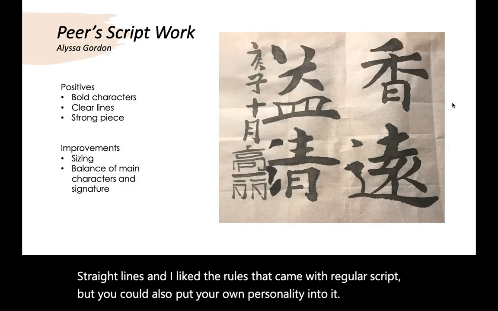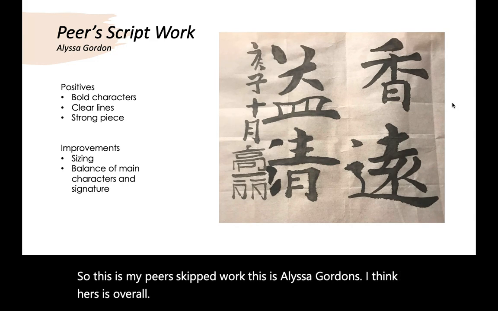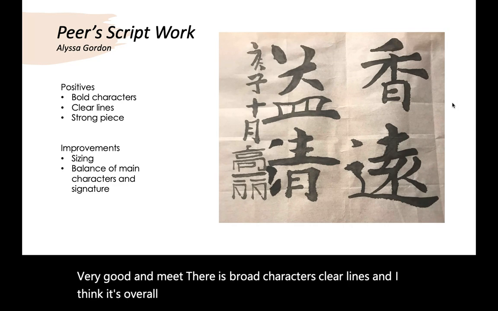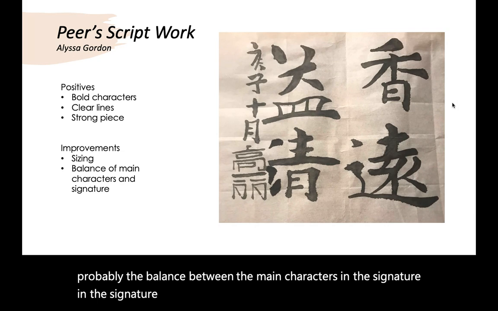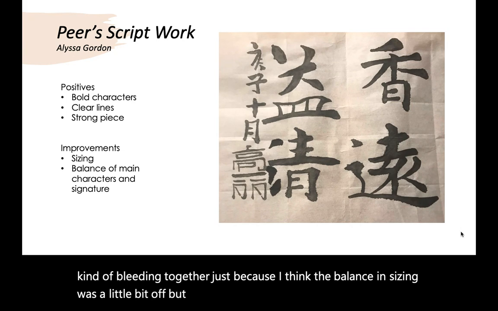So this is my peer's script work. This is Alyssa Gordon's. I think hers is overall very good and neat. There's bold characters, clear lines, and I think it's overall a strong piece. I think her main issue was probably the balance between the main characters and the signature. I think the signature is just a little bit too big, and as you can see, they're kind of bleeding together just because I think the balance and sizing was a little bit off. But other than that, I think it was really good.